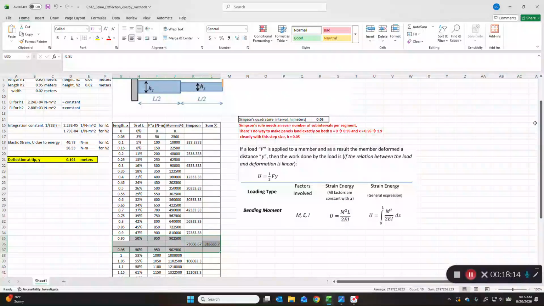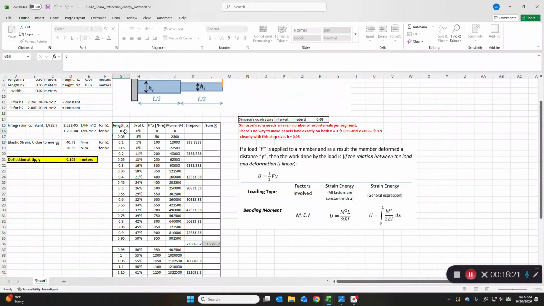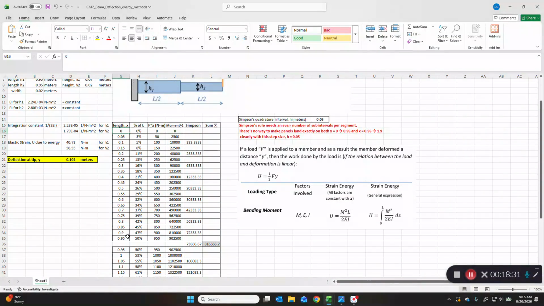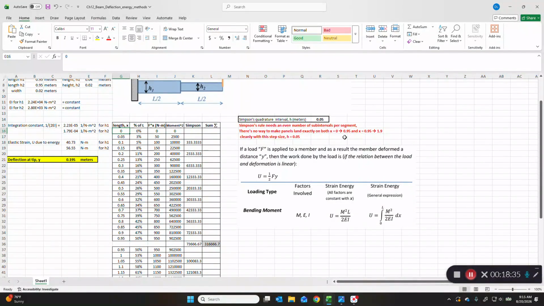Okay, so Simpson's rule, again, here we are. What's the interval here? Well, the interval I use is 0.05. However, Simpson's rule needs an even number of sub-intervals per segment. And with this type of geometry, there's no way to make the panels land on both x 0 to 0.95 and x 0.95 to 1.9, the total length, cleanly with that step size. So what are we going to do? Well, this is the issue. This is in red here, that's the caveat, the warning.